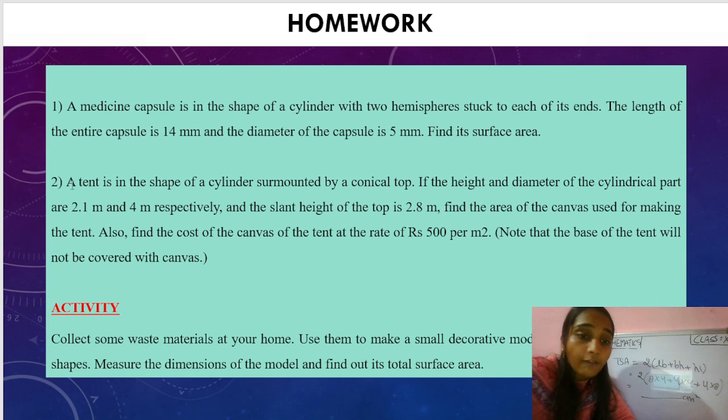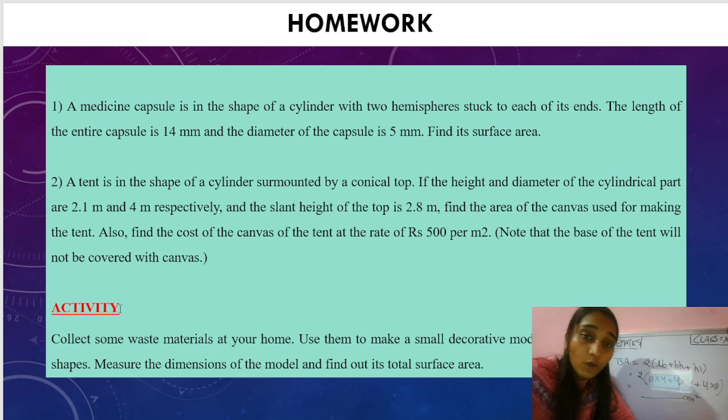So here I have two questions for you as homework. The first one is: a medicine capsule is in the shape of a cylinder with two hemispheres stuck to each of its ends. The length of the entire capsule is 14 mm and the diameter of the capsule is 5 mm. Find its surface area. And similarly students, you have to do the second question also.